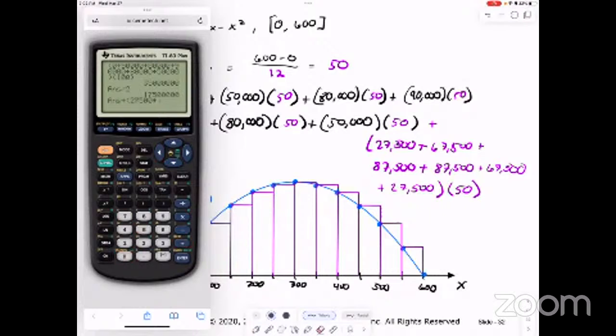Okay, here, let's do this. Because these are all double, 67,500 plus 87,500, okay? I'm going to say times 100, right? Because it's 50 times 2, because I only did each one once. So we're going to say times 100, okay? All right, I think that looks right?